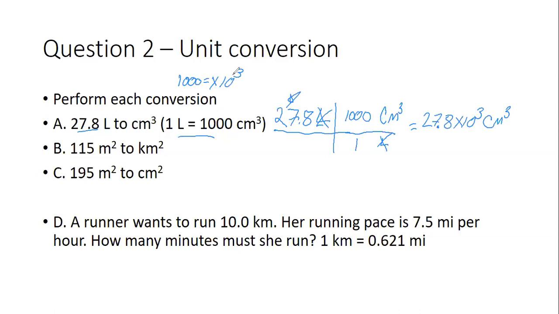Let's do B, because that's a little more complicated than you would think. So I want to take meters squared to kilometers squared. And my conversion for this is that there are 1,000 meters in 1 kilometer. All right, so I start with my 115 meters squared.